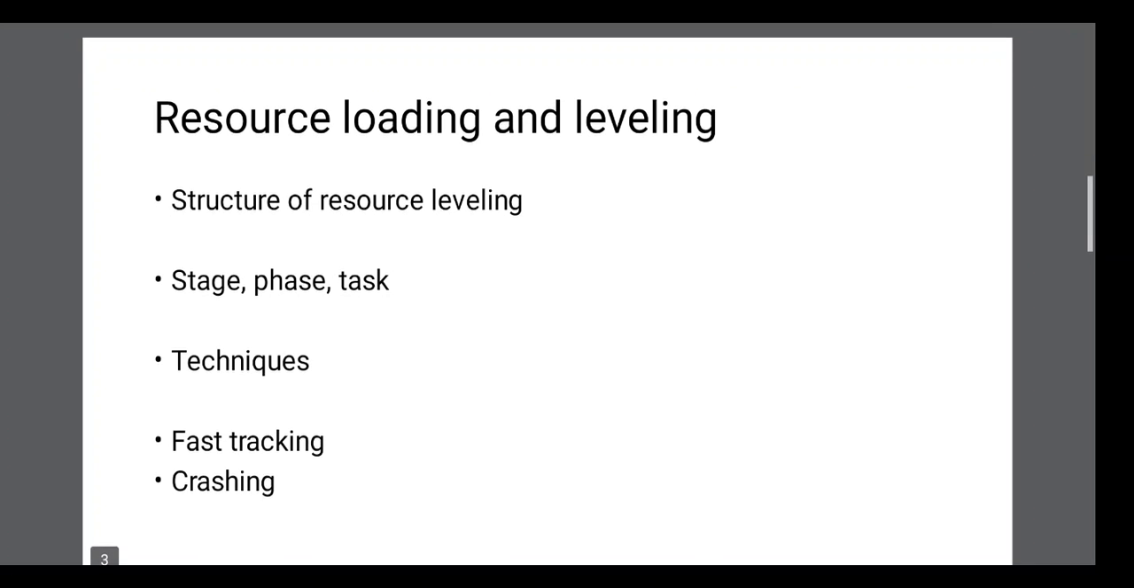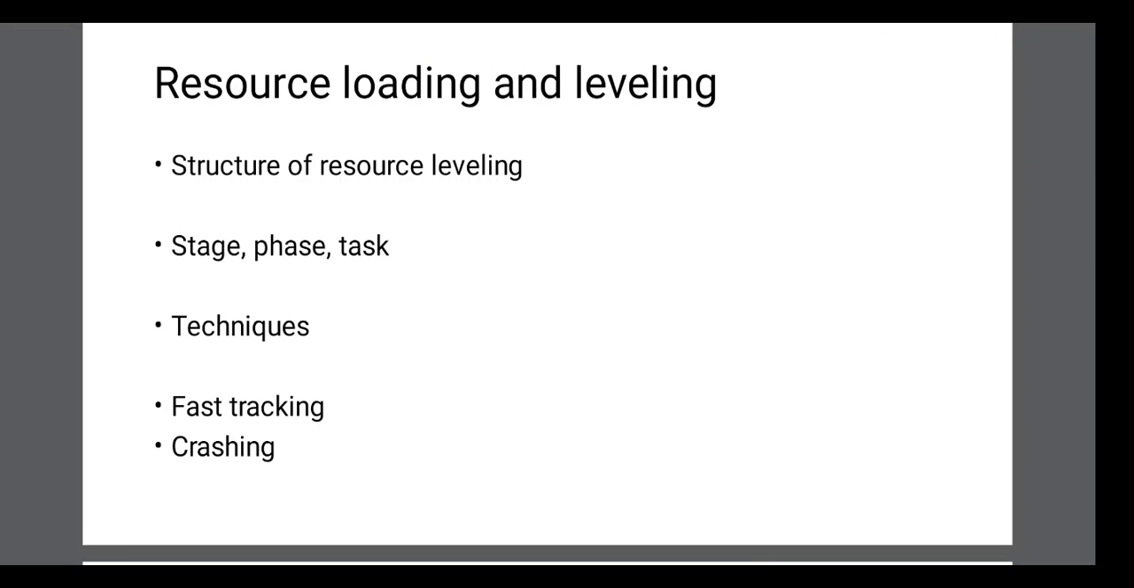So what is the structure of resource leveling? It consists of the stage, phase and the task. That is the structure of resource leveling. So stage by stage they have to separate, phase by phase they have to separate, and task by task they have to separate. That is the use of resource leveling.